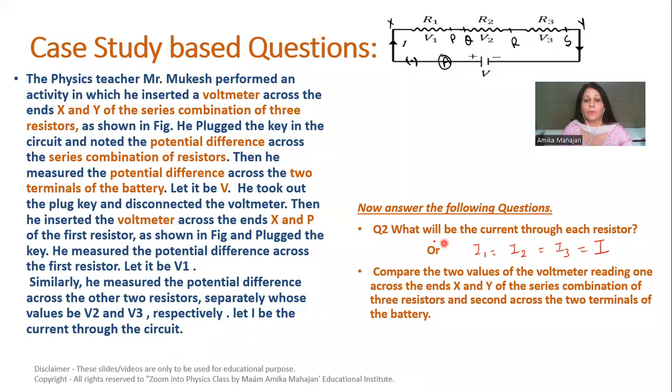Now, second part of this question, compare the two values of voltmeter reading, one across XY and one across two terminals of battery. XY means across series combination of resistors. So we know that this whole voltage V is divided among R1, R2 and R3, and V was V1 plus V2 plus V3. That means voltage across XY combination will be same as that of applied voltage V.